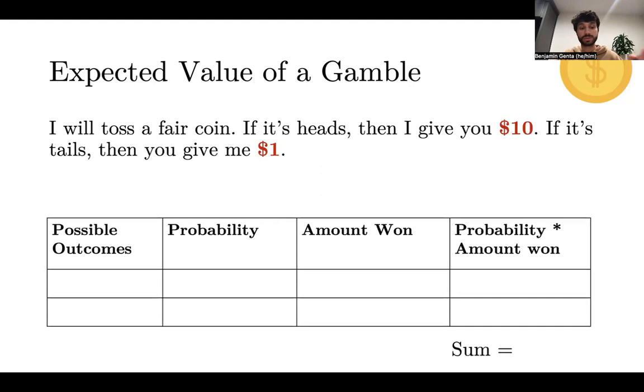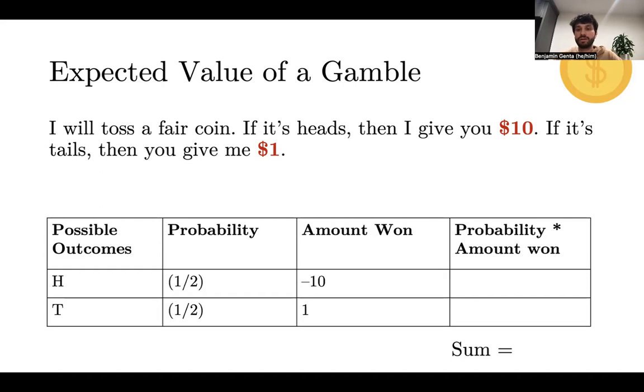So I list all the possible outcomes, which are heads and tails. I note their probabilities, right? I told you it's a fair coin, so it's 1/2, 1/2. The amount won. So for me, maybe you can think about this for a second. For me, if it's heads, then I give you $10. Then I lose $10, right? But if it's tails, you give me $1, so I make $1.